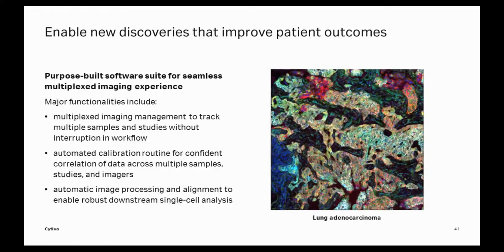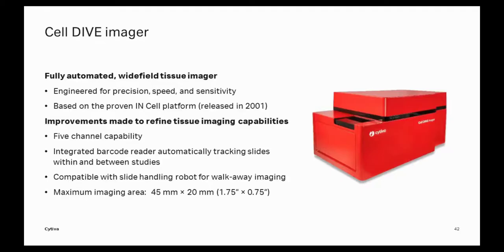Within the software, there's an automated calibration routine, so that allows you to correlate your data across multiple slides, across multiple studies, and across multiple imagers, should that be the case. All of the image processing and alignment is automated and refined, and this is really what enables the downstream single-cell analysis.